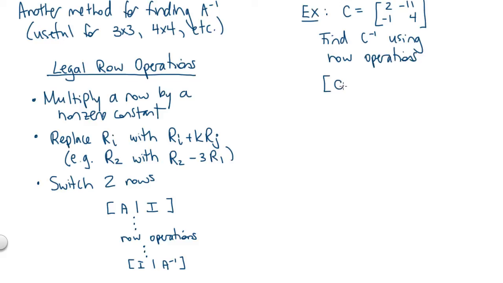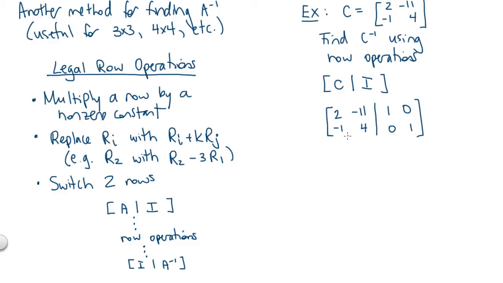So first thing we'll do is we'll copy down our matrix C, then we'll draw a vertical bar here, and on the right side we'll write down the identity matrix of the same size. So copying down C, drawing our vertical bar, and over on the right side we'll write the 2 by 2 identity matrix. Remember, the identity matrix has 1s along the main diagonal, 0s everywhere else.